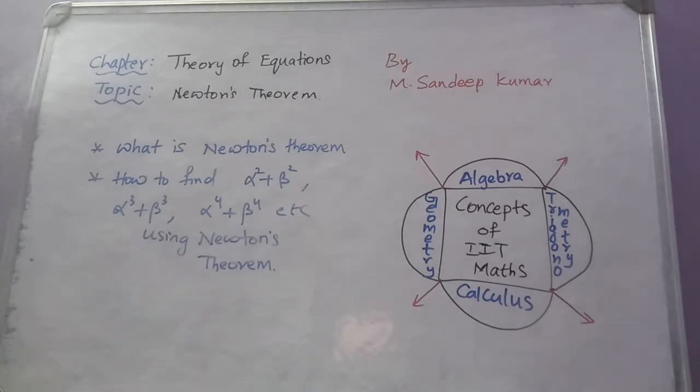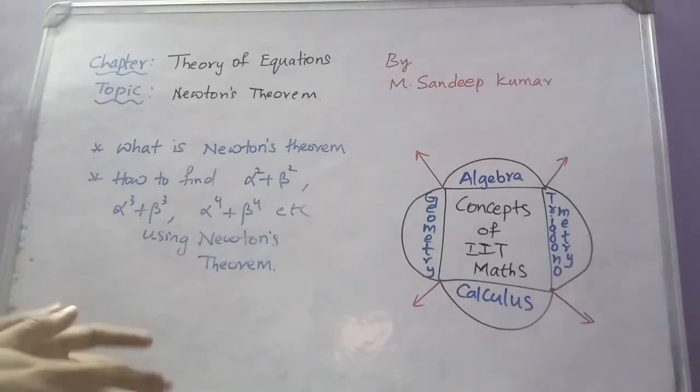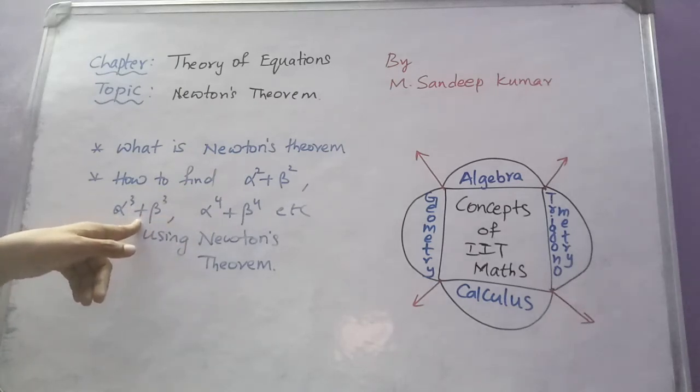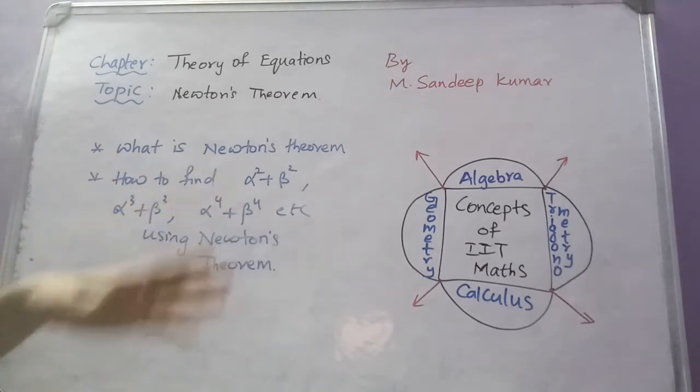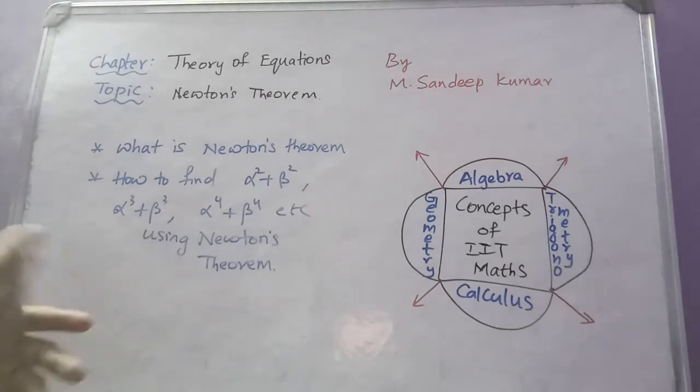So we are in the chapter of Theory of Equations and today's concept that we are going to discuss is Newton's Theorem. What is Newton's Theorem? We will see first, and after that we will see how to find alpha square plus beta square, alpha cube plus beta cube, alpha power 4 plus beta power 4, etc. using Newton's Theorem. It is one other approach.